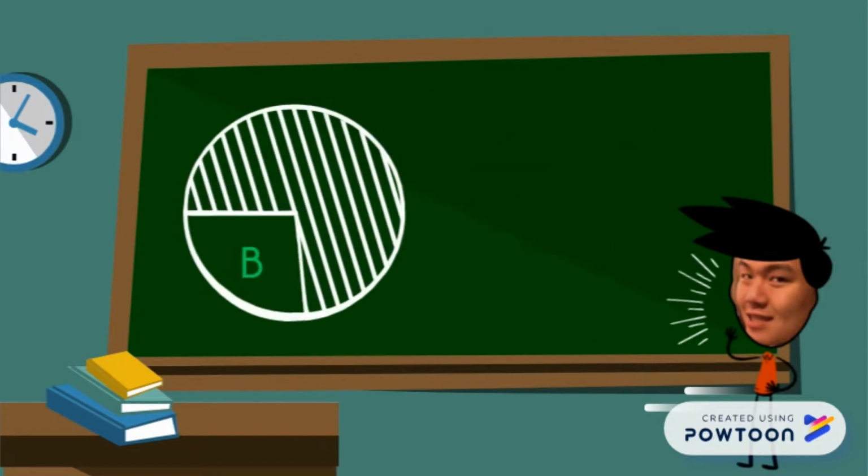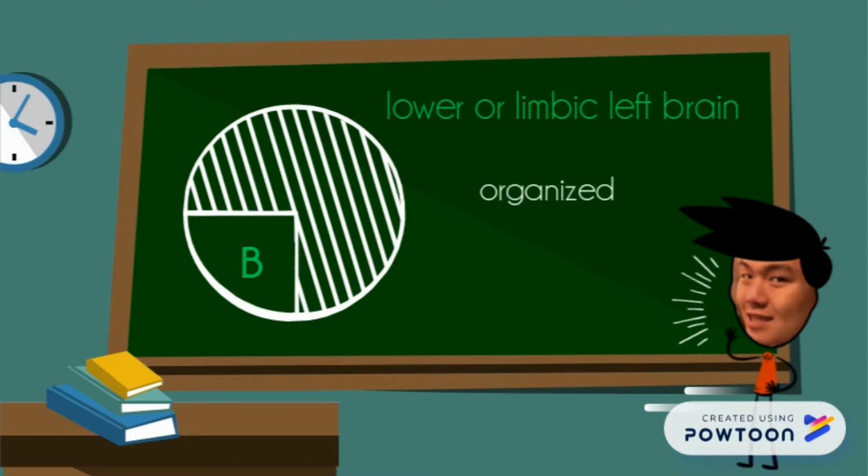Quadrant B, also known as the lower limbic left brain, is focused on the person's practical side. This practical side includes being organized, sequential, planned, and detailed.